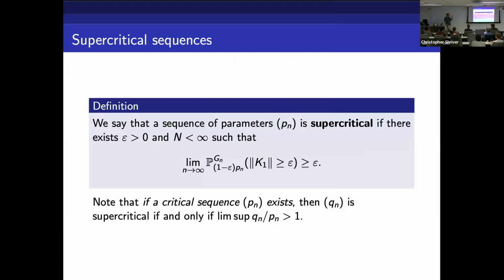so that if you drop the parameter by this small multiplicative factor, then the largest cluster has size at least epsilon with probability at least epsilon. So it's saying you're supercritical if even if you reduce the probability a bit, you still get a giant cluster, a cluster with some density bounded below, with probability bounded below. In particular, if you do have a critical sequence, then being supercritical is equivalent to the lim sup being larger than 1. But this makes sense even if you don't have critical sequences.